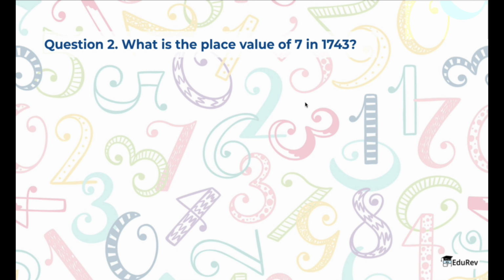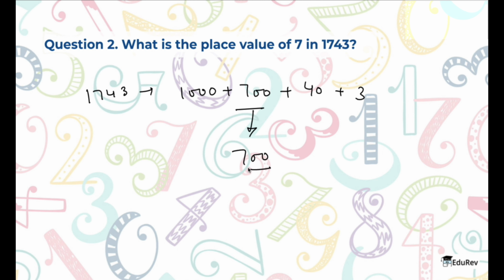Next question says, what is the place value of 7 in 1743? So let's write 1743 in its expanded form. So 1743 is nothing but 1000 plus 700 plus 40 plus 3. So the place value of 7 is going to be nothing but 700. Hence the place value of 7 is what? 700, and this is the answer.